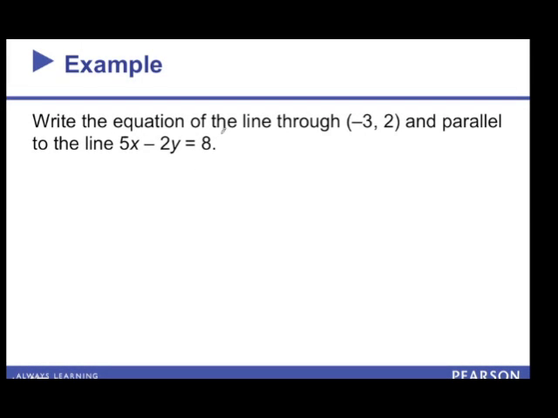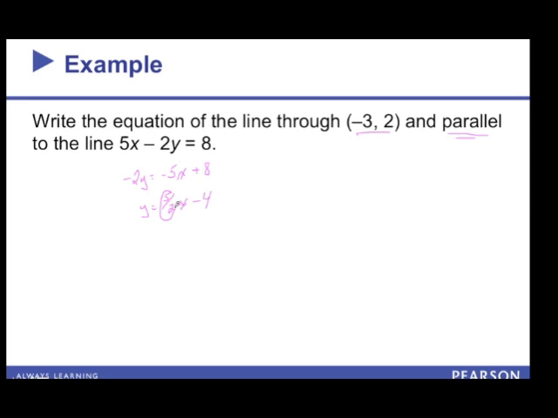Now here we're given, we wanted to write the equation of the line that goes through this point and is parallel to this line. Remember, parallel lines have the same slope. So if we start with that line and solve it for y, we have negative 2y would be negative 5x when we subtracted 5x from each side, plus 8. And then y would equal 5 halves x minus 4 when we divide everything by negative 2.